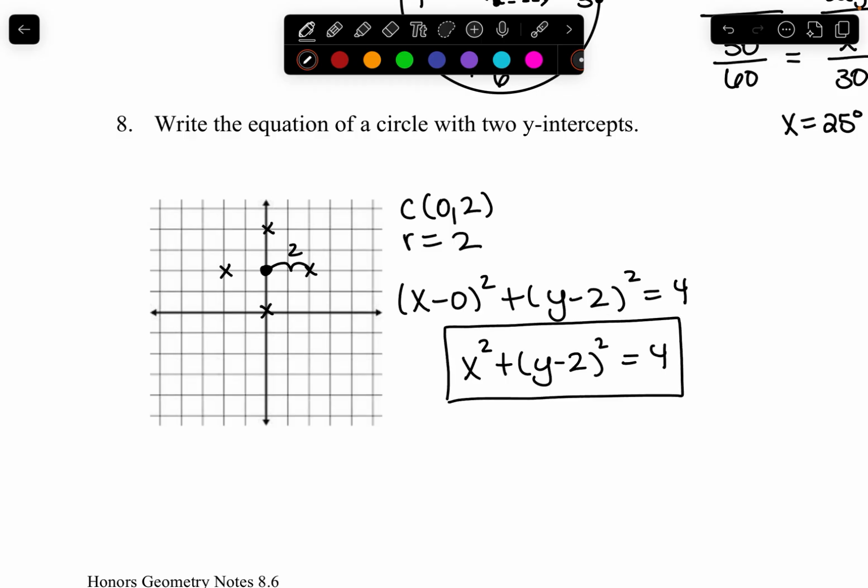Now, this is not the only equation of a circle that has 2 y-intercepts. This just happens to be the one that I created. The gist of this is that you just need to draw it on your image first and then write the equation. Don't try to write an equation and check and see if it works, okay?